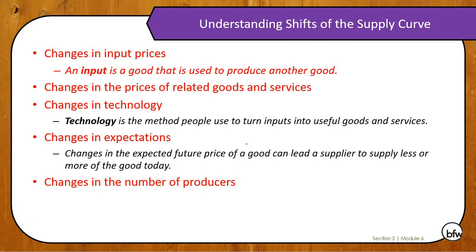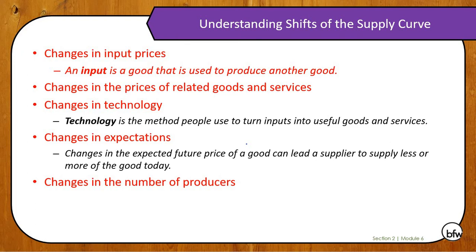Lastly, change in expectations. So changes in the expected future price of a good can lead a supplier to supply less or more of that good today. So in the future, if you think the prices are going to go up, you're probably going to wait on supplying your product until those prices go up. If you think the prices are going to go down, however, in the future, you're probably going to try and sell as much of your stuff as you can today. All right, so again, getting in the mind of people who are selling goods and services is what's going to help you to understand supply.